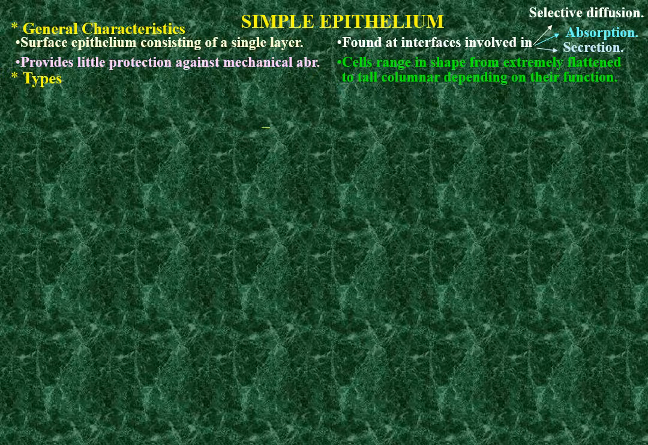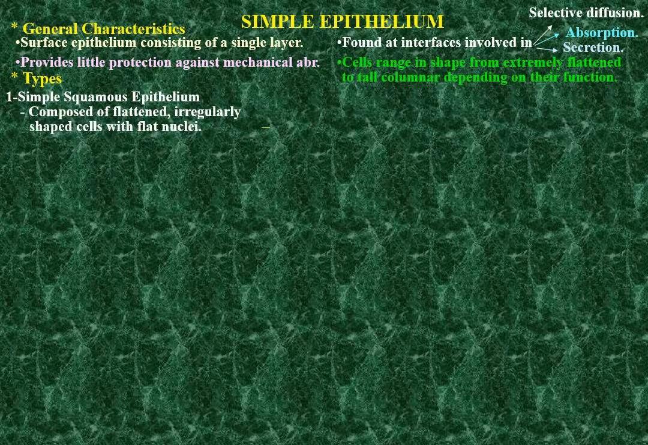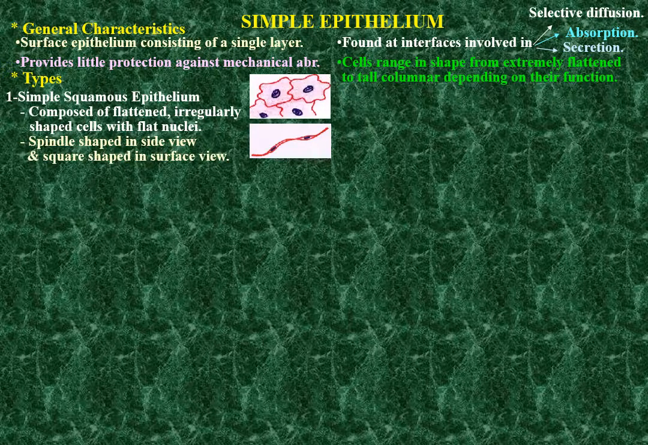Types. Simple squamous epithelium. Structure. Simple squamous epithelium is composed of flattened, irregularly shaped cells with flat nuclei, forming a continuous surface. It is called squamous from comparison with the scales of a fish. It appears spindle-shaped in side view and square-shaped in surface view.